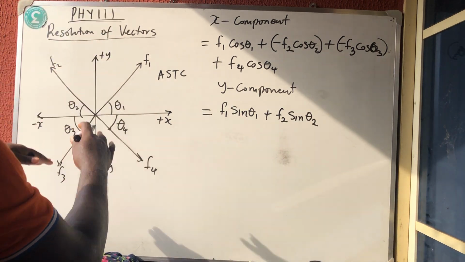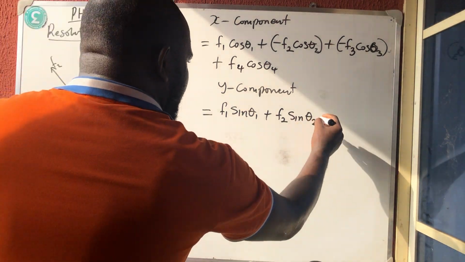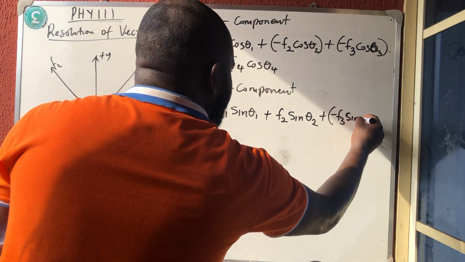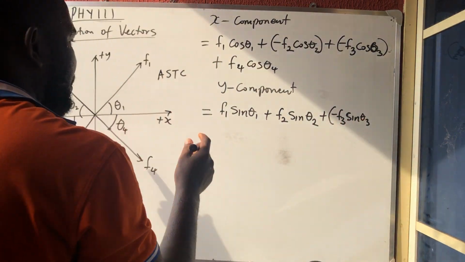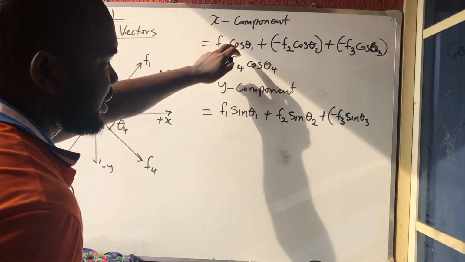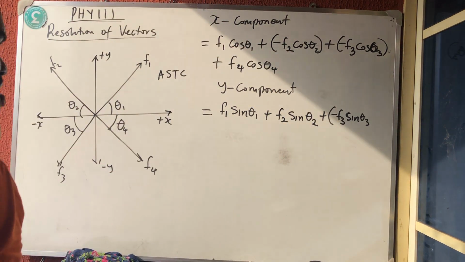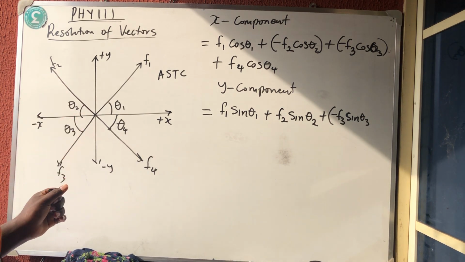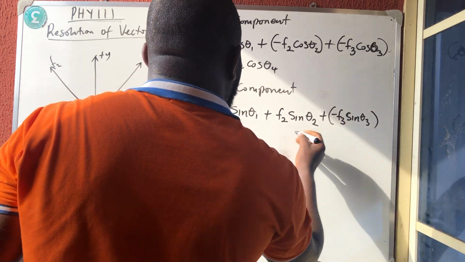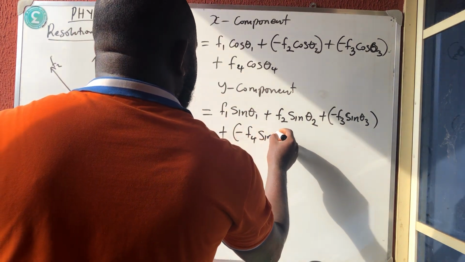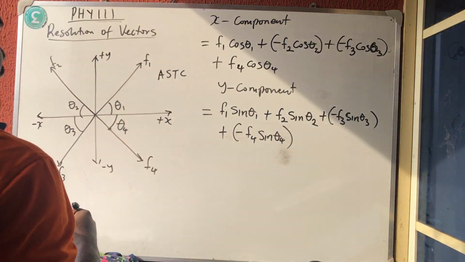So let's come down to negative y now. F3. It will now be what? Plus minus F3 sine theta 3. Please don't put it in your head that everything on the x-axis is cos, that I'm always going to be using cos. No, please. It's because of the way this angle is. So plus, finally, minus F4 sine theta 4 because it is against.